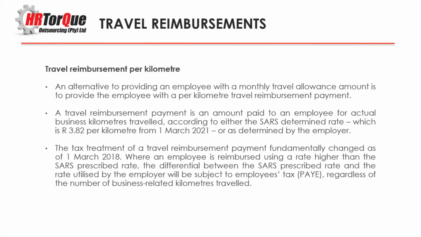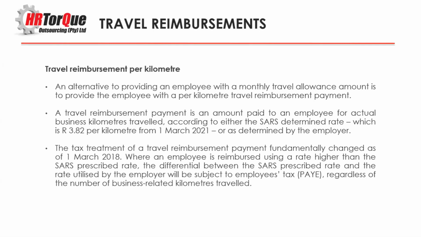I mentioned travel reimbursements earlier, but important to note, the travel reimbursement is an alternative to a fixed monthly travel allowance. And when we talk travel reimbursement, we talk about a per kilometer reimbursement for business travel in a private vehicle. So the travel reimbursement payment is based on the actual business kilometers traveled. In other words, the employee would be required to maintain a logbook and supply that logbook to his or her employer on a monthly basis. And then the employer has an opportunity to pay that person on a per kilometer basis for such travel.